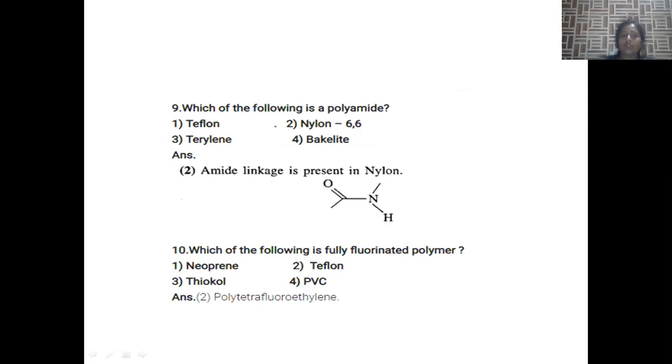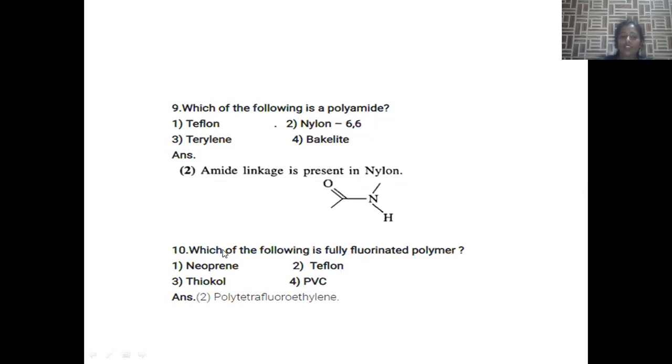The next question: which of the following is polyamide? Polyamide is formed by condensation of one carboxylic acid with another amine functional group. When carboxylic acid is condensed with amine, there is a formation of C=O NH bond, which is called peptide bond, which is also called an amide bond. Nylon molecules all are formed by adipic acid. Nylon 6,6 is formed by adipic acid and hexamethylene diamine. Both are 6 carbon chains. That's the reason why this nylon 6,6 is composed of polyamide linkage. C=O NH is the simple representation of amide linkage present in nylon. So the correct option will be option number 2.